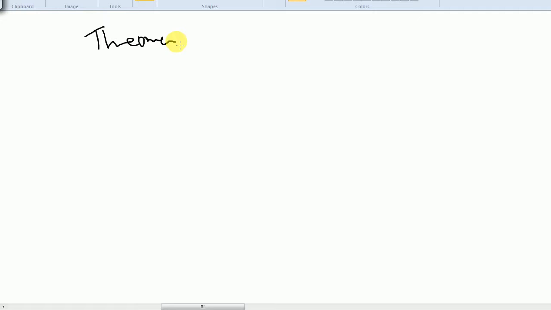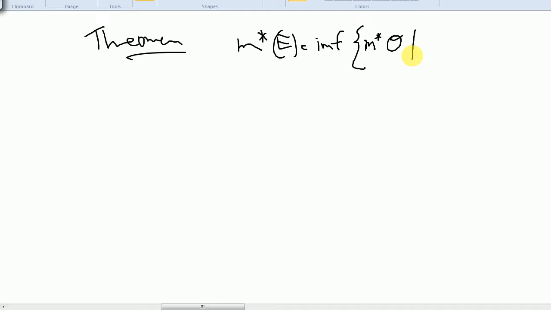The Lebesgue outer measure of E is the same as the infimum of the Lebesgue outer measure of O, such that O is open and E is contained in O. Alright, so basically instead of taking a bunch of intervals, and we don't know if they're open or closed or half open or what, we can just take the smallest possible open set that contains E.